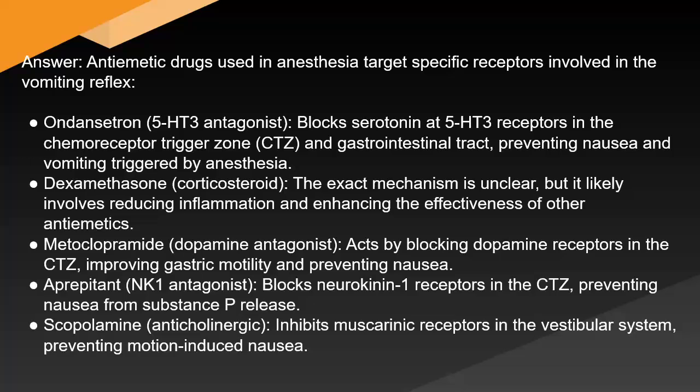The exact mechanism is unclear, but it likely involves reducing inflammation and enhancing the effectiveness of other antiemetics. Metoclopramide, dopamine antagonist, acts by blocking dopamine receptors in the CTZ, improving gastric motility and preventing nausea. Aprepitant, NK1 antagonist, blocks neurokinin-1 receptors in the CTZ, preventing nausea from substance P release. Scopolamine, anticholinergic, inhibits muscarinic receptors in the vestibular system, preventing motion-induced nausea.